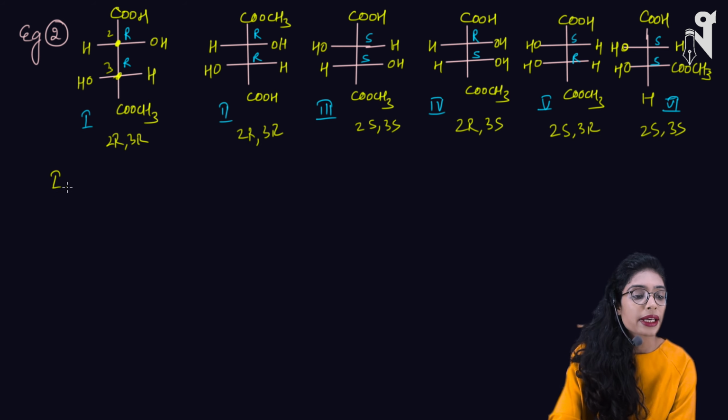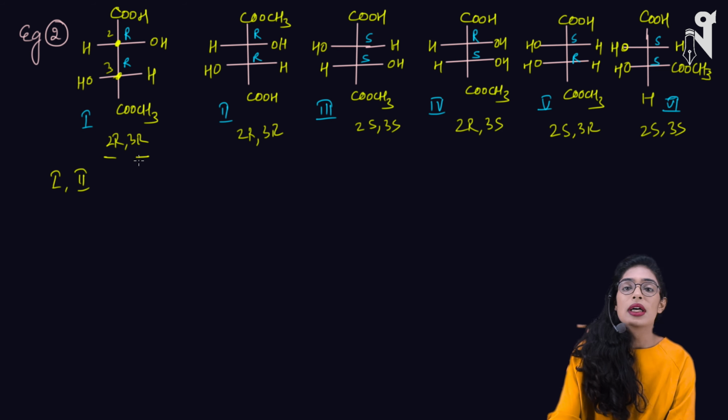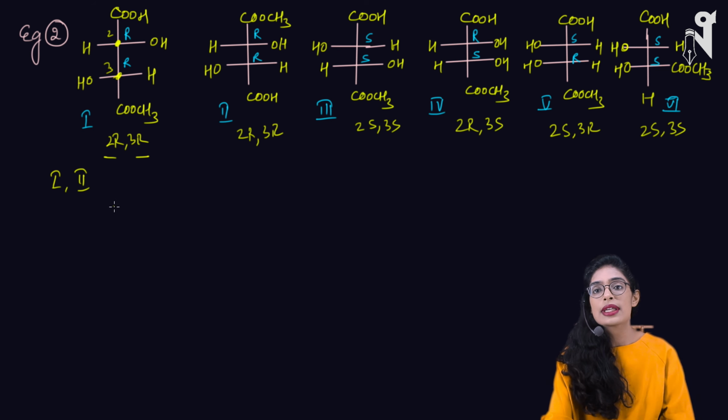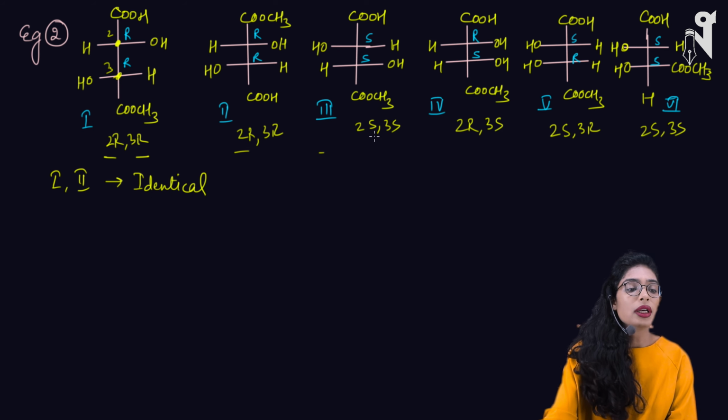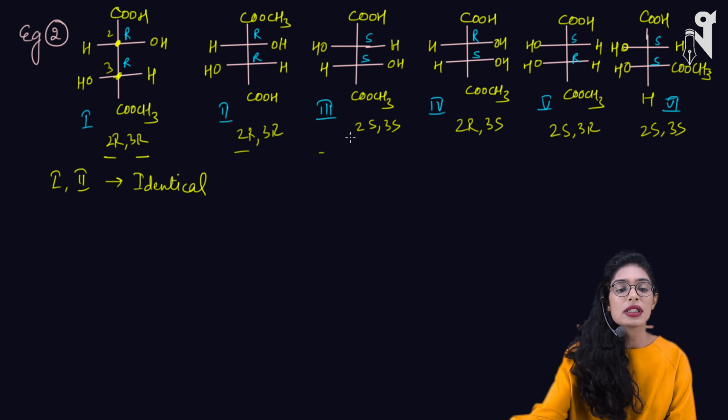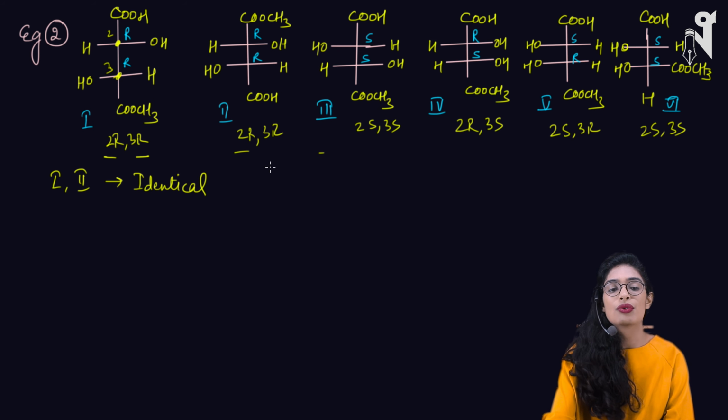So look at the first one and the second one. First of all, look at the configuration. Both the configurations are exactly the same. If the configuration is the same, the molecule becomes identical. So this is identical. Now let's compare the first with all of the others, and then we will go for second to third, third to fourth, and fourth to fifth.